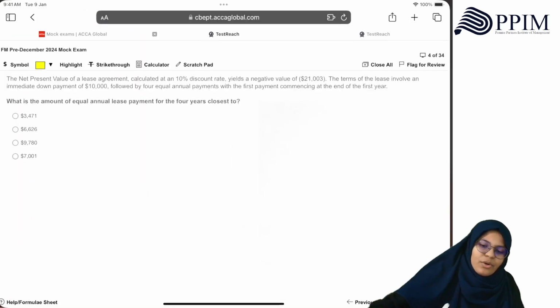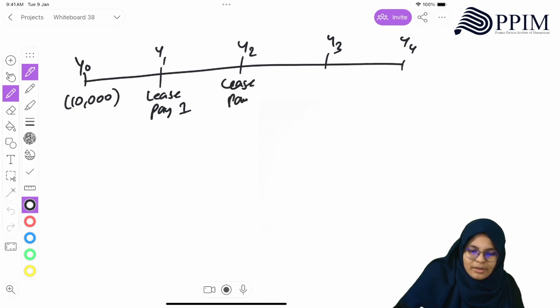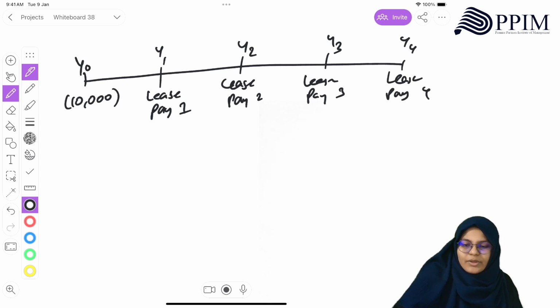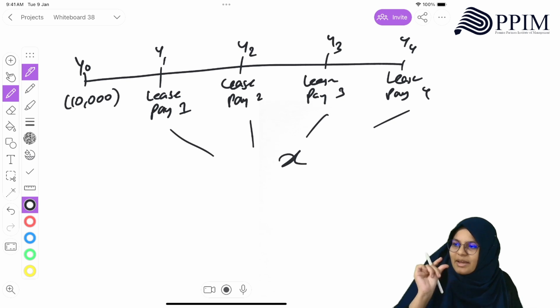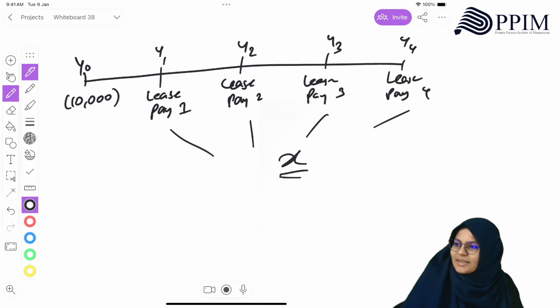So for the 4 equal annual payments, one payment will happen here, lease pay 1. Then lease pay 2, lease payment 3 and lease payment 4. All of these will be one figure, so I can just call it X because it will be a fixed amount every year. Now they are asking me basically what is the answer for this X, right?